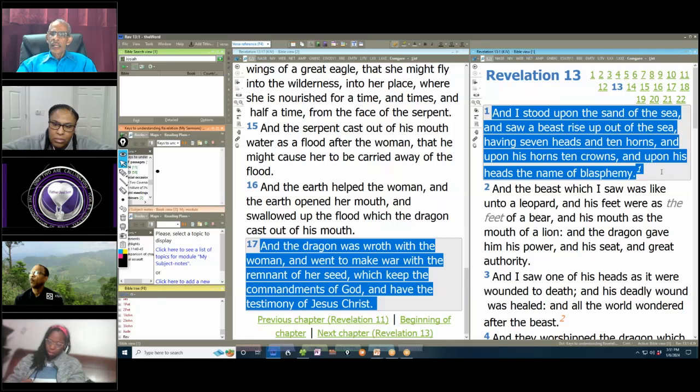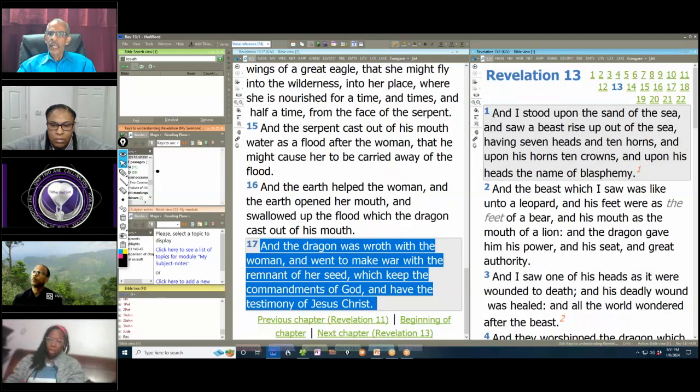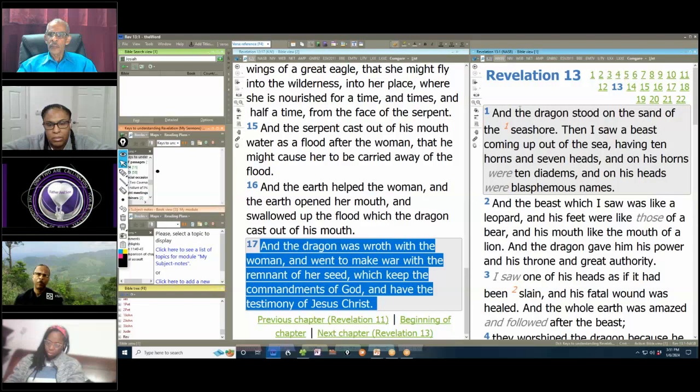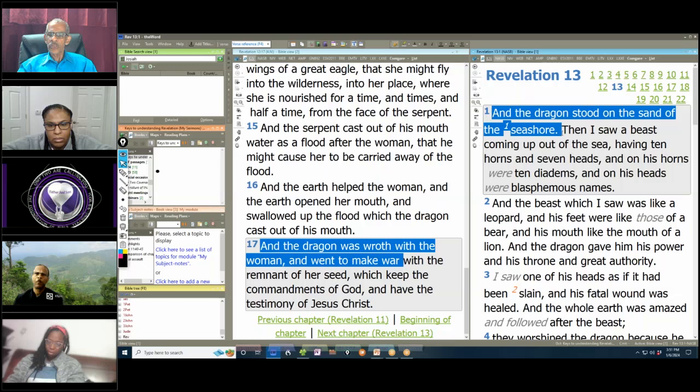Now, actually, this translation is questionable. I'm going to look at the NASB and see what it gives me. Now, look at what it says. It says, and the dragon stood on the sand of the seashore. If you look at the King James Version, it says, and I stood up on the sand of the sea, meaning that John went and stood up on the seashore. I don't think that this is accurate. John is in heaven, and John is watching a movie. So I don't think John went and stood up on the sand of the seashore. It makes more sense to me what the NASB says. The dragon goes to make war with a woman, and he goes and he stands up on the seashore.